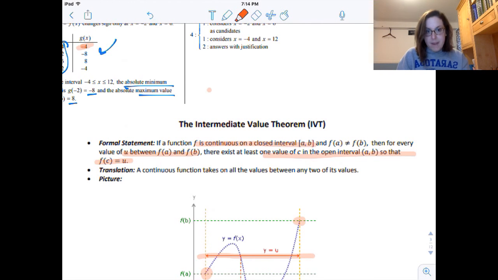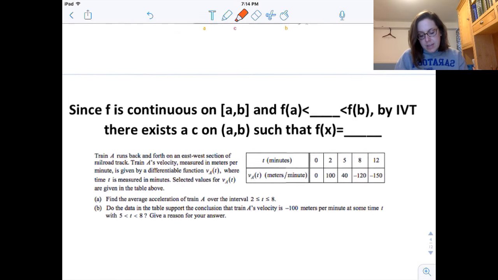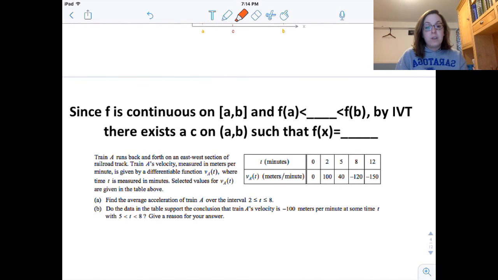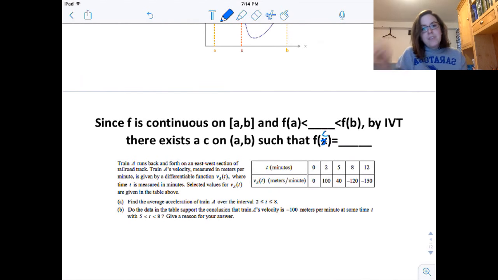Okay? So here's how you would want to answer this. Since f is continuous on the closed interval and f of a is less than whatever value is less than f of b, by IVT there exists a c on (a, b) such that f of c equals that value. And the key thing here is it must be continuous on the closed interval. You need those closed endpoints. And it's called the intermediate value theorem, so you need this intermediate part, the part that sandwiches it and says it's in between.